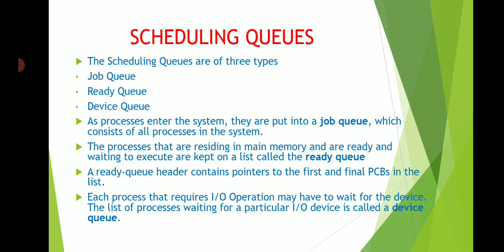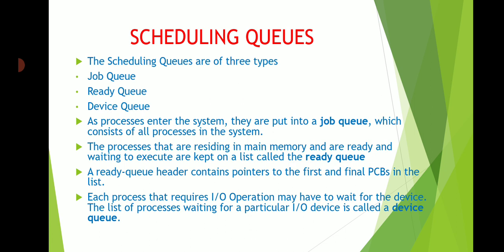Here, scheduling queues: three types of scheduling queues. First one, job queue, ready queue, device queue. Job queue is nothing but the processes entering the system. It consists of all the processes in the system and is called a job queue. Next one, ready queue. The processes that are residing in main memory and are ready and waiting to execute are kept on a list. It's called a ready queue.